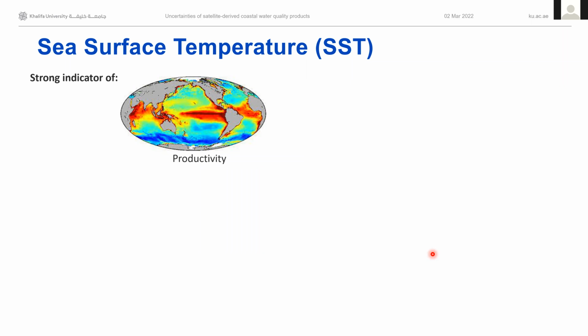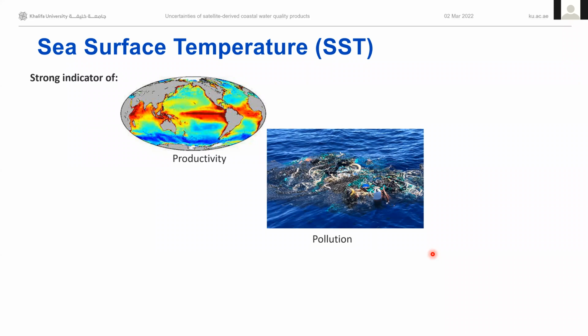The other thing is that it is a strong indicator of pollution. Nowadays, the pollution and anthropogenic activities can increase the temperature of the sea. So by studying the sea surface temperature, especially for the long term, it will obviously help us to define the hotspots of the pollution and how we can tackle this pollution and hotspot area.